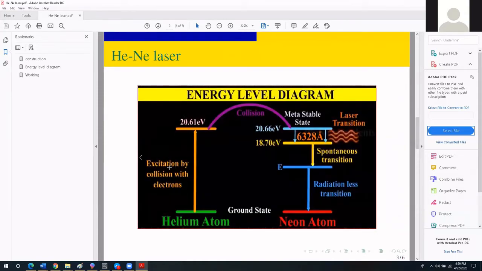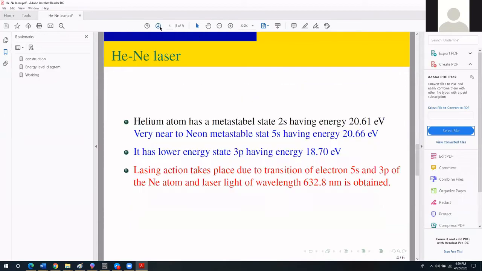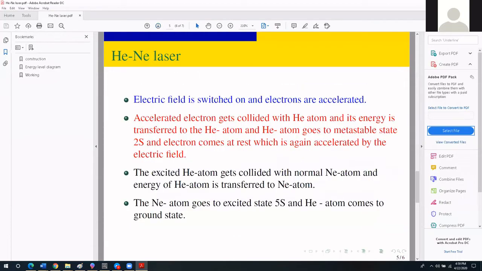Let me go again here. The electric field is switched on and electrons are accelerated. The accelerated electron collides with a helium atom and its energy is transferred to the helium atom, and the helium atom goes to the metastable state 2s, and the electron comes to rest, and is again accelerated by the electric field.